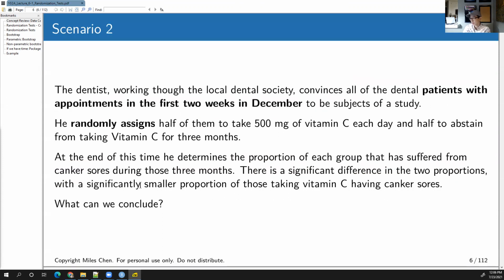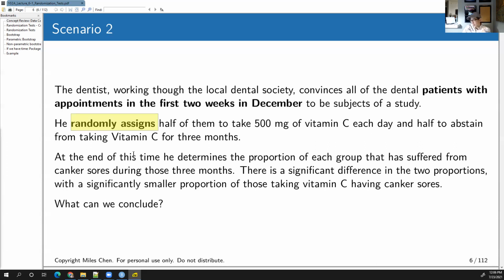All right, so here's another scenario. Here we're still going to take patients with appointments in the first 2 weeks of December. So we're not doing a random sample, but we do use random assignment. We're going to tell some of them that they have to take vitamin C, and the others we tell to abstain from taking vitamin C. I don't know, is this even possible? Is this ethically possible, to tell someone you're not allowed to take vitamin C? Maybe, maybe not. But anyway, we're going to pretend we can do this experiment.